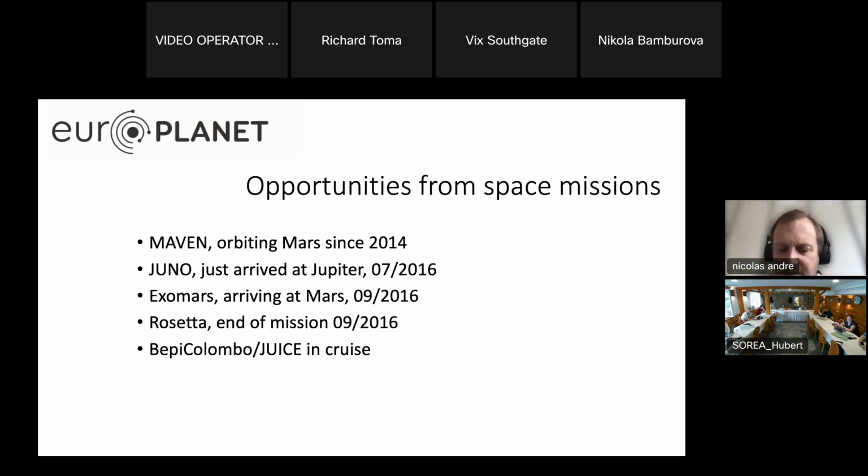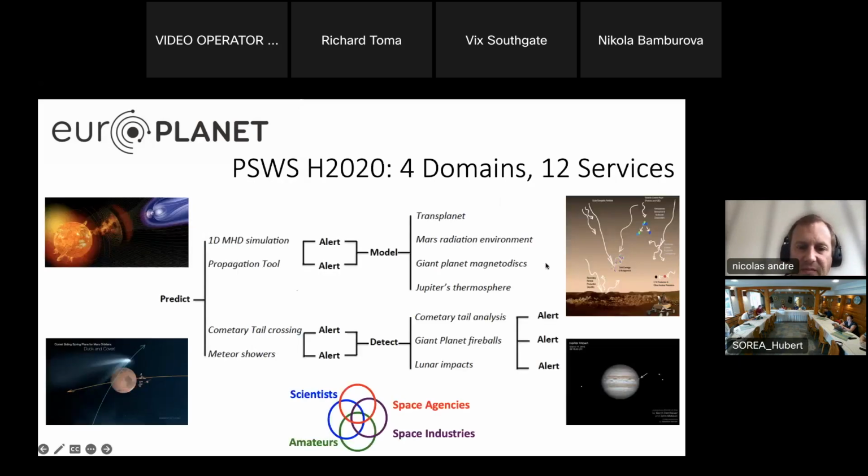We had also Rosetta, and this was a cornerstone mission from the European Space Agency with a lot of involvement from European institutes, which was orbiting the comet 67P and reaching the end of the mission during the program. And we had to prepare BepiColombo, a mission to be launched to Mercury, and JUICE, the first large class mission of ESA, to be launched after the program. So we really wanted to take advantage of all these missions in order to see what we can provide to the community. And this is here a summary of what we have developed during that program.